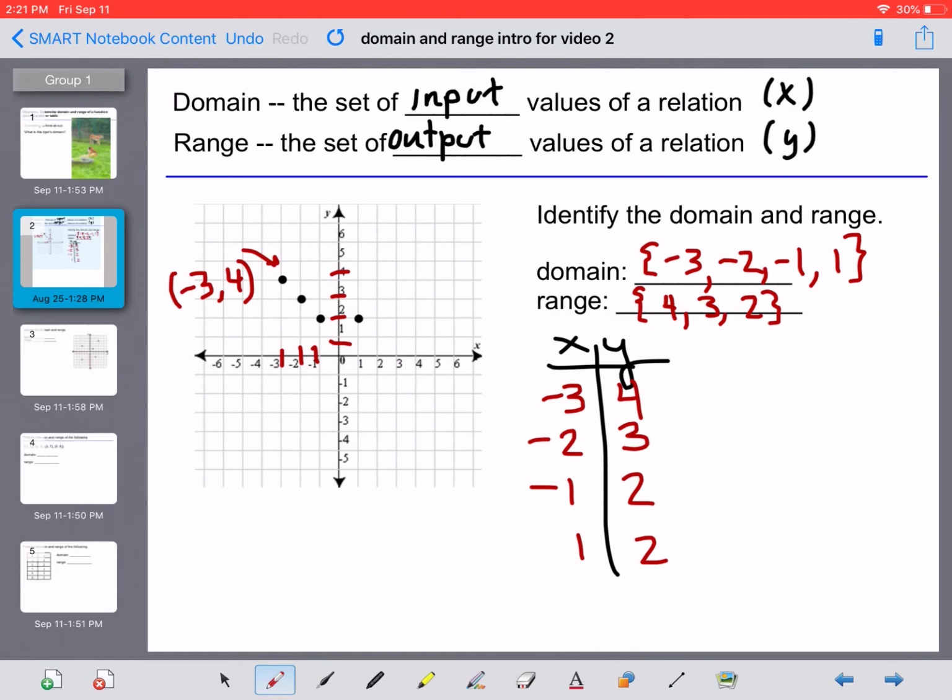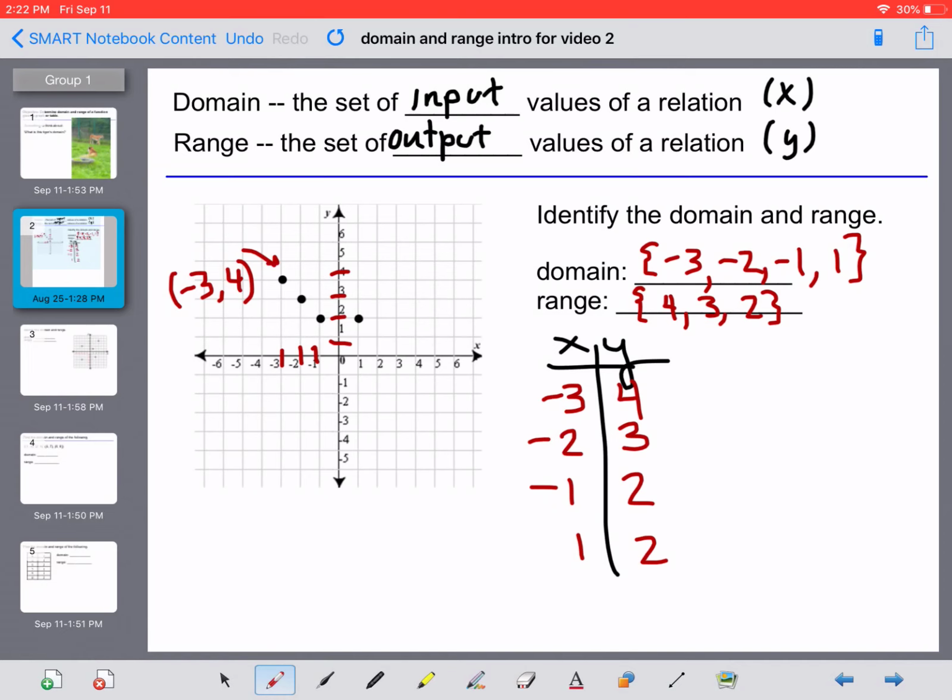Okay, now one thing to note here, I did not write the y value of 2 twice, because when I'm writing a domain or a range, I do not need to repeat anything. So I should not write that 2 twice. And in addition, the numbers don't need to go in order. So I could write that range as 2, 3, 4, or 4, 3, 2. Both of those things are fine.